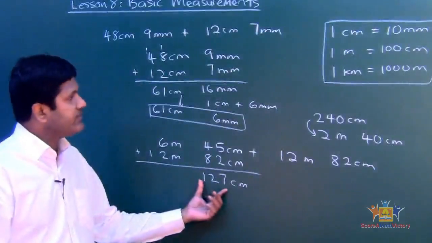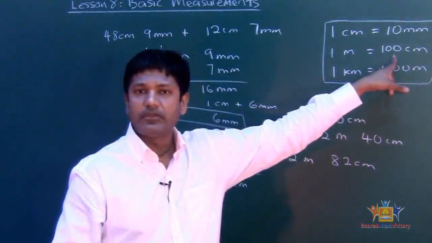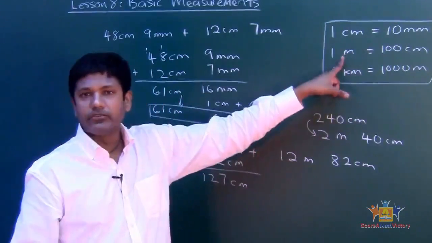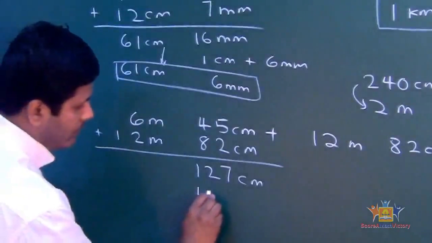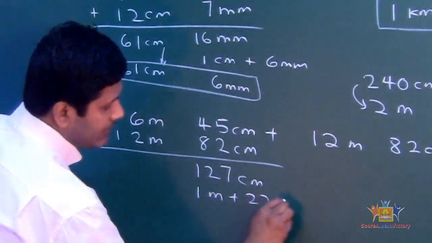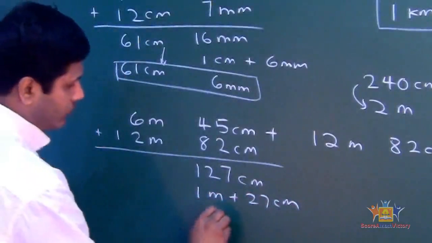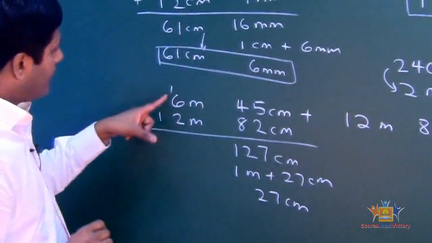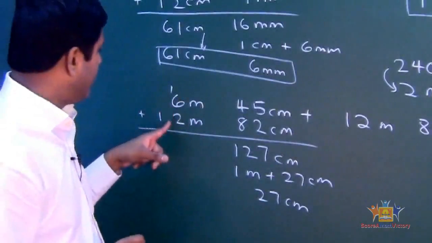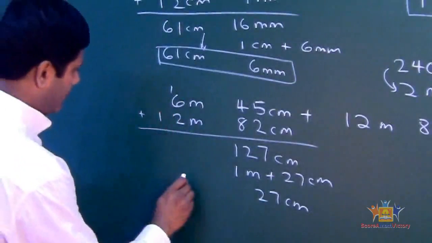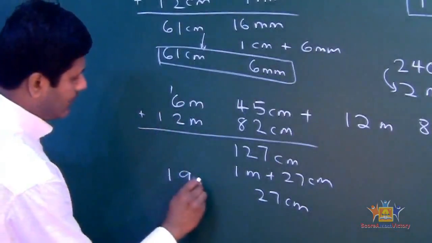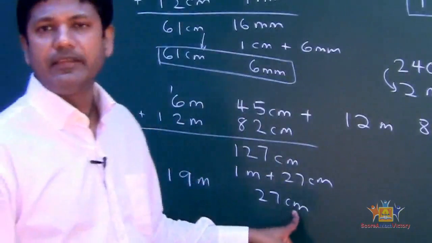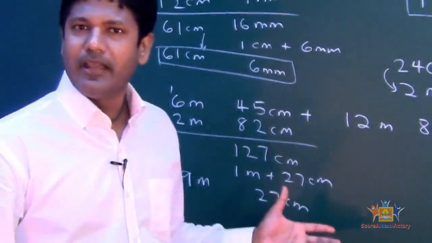Now look at that. 127 centimeters already passed that 100 centimeters. So we can convert that 100 centimeters into 1 meter. That means I know this will be 1 meter, 27 centimeters. So I'm going to write down 27 centimeters and carry that 1 up there. So 1 plus 6 is 7, 7 plus 2 is 9. So that becomes 9, and then bring the 1 down, becomes 19 meters, 27 centimeters. See that? Pretty easy, isn't it?